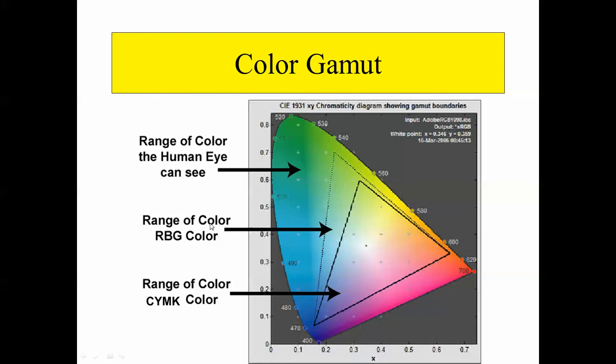The range of color for RGB is smaller than what we can see with our eye. So in other words, there's a whole gamut of color that cannot be reproduced in RGB. And the color range for CMYK is even smaller than RGB. And that is why when we have colors that we make on our monitor, they don't always print the way we'd like them to print.